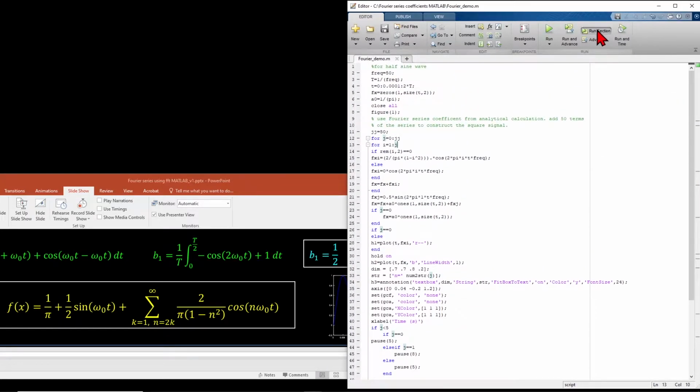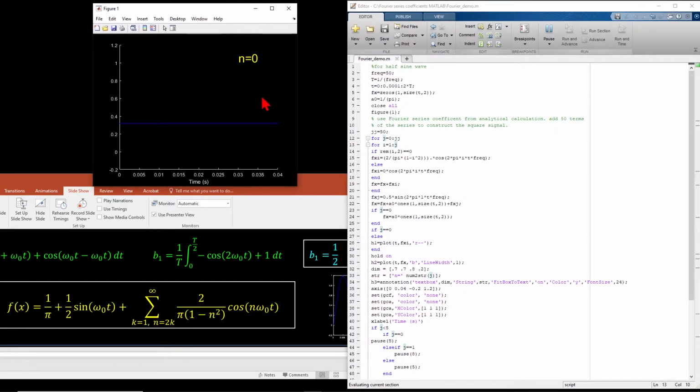Okay, let's run it. n equal to 0, we have the DC part, 1/π. n equal to 1, we only have a sine term. The cosine term is 0. So the sine term plus that DC part gives us this one. n equal to 2, we have the cosine term, which adds to the previous summation. n equal to 3, we don't have any coefficients. n equal to 4, we have another cosine term, which adds to the summation.